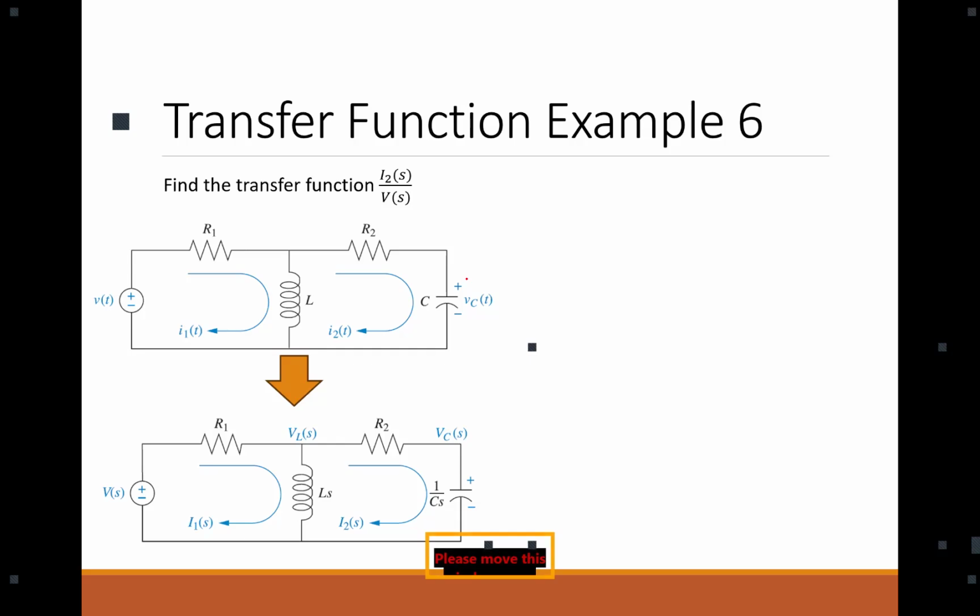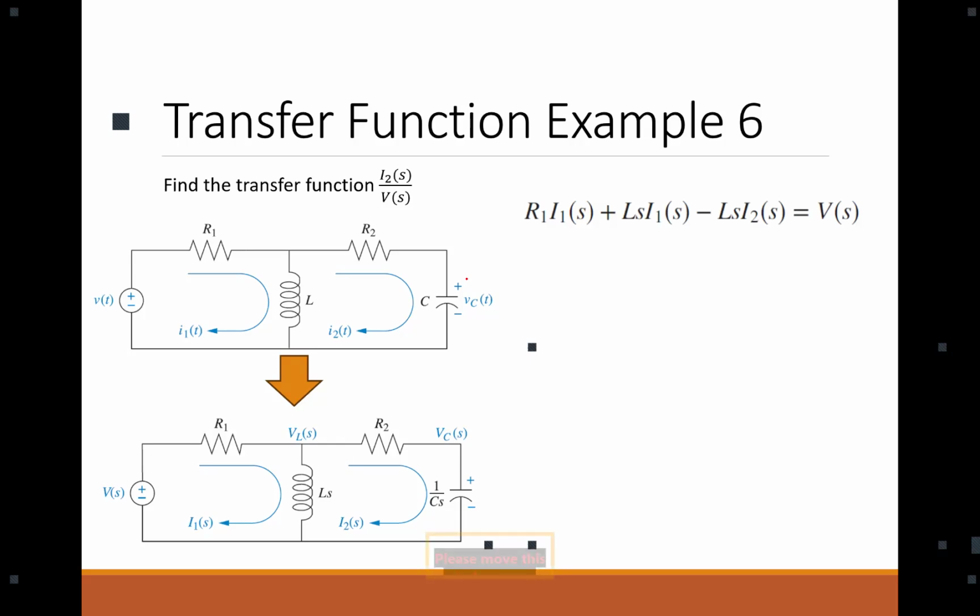In the previous example, we ran the analysis in time domain, and then after we found the equation, we used the Laplace transform. Now here, at the first step, we are using Laplace to transfer the circuit to the S domain. Very good.